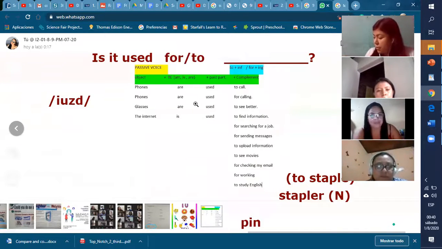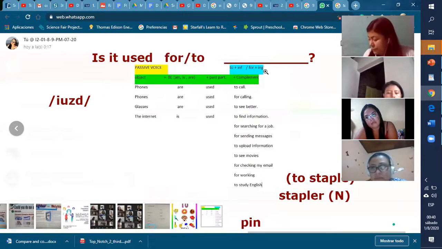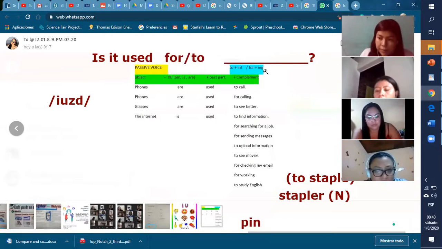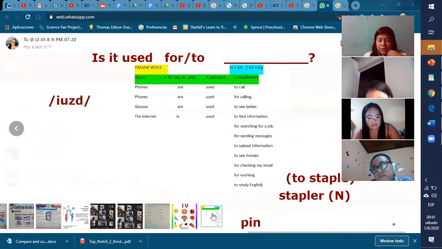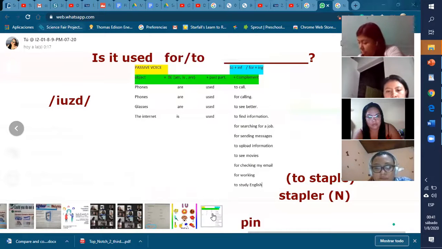Okay, we're going to start. Please start with this image, the one with the names, the one that says books. That's the first image we're going to work with. Let's play and practice. Please accept the invitations. Let's practice.